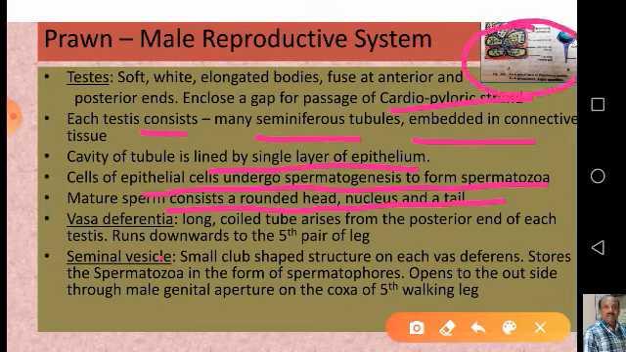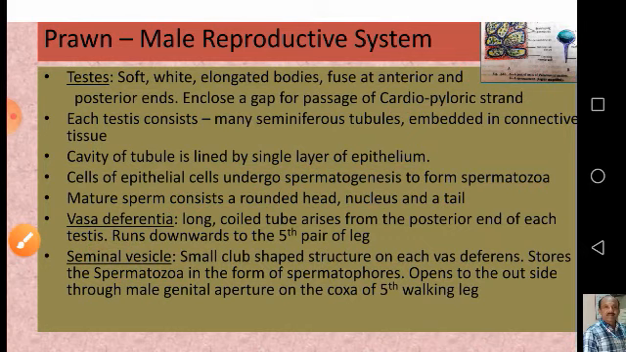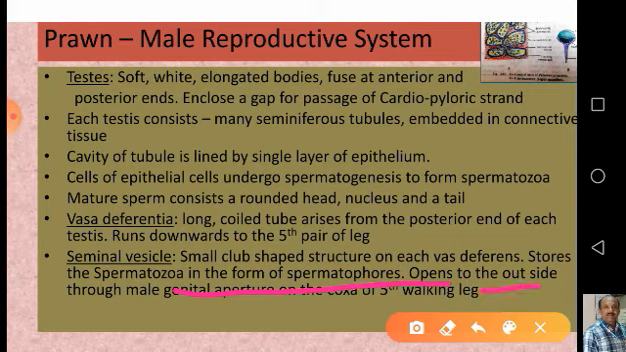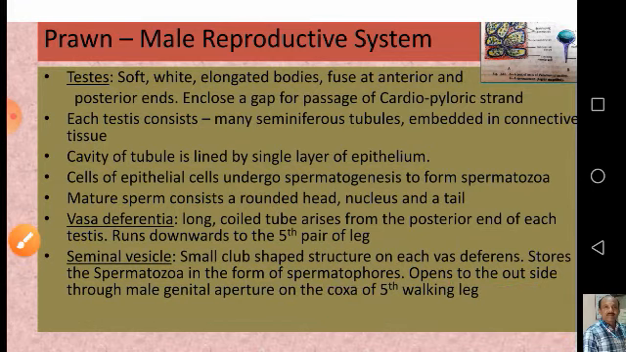Then vasa deferentia. I told you the plural form of vas deferens is vasa deferentia. It is a long coiled tube that arises from the posterior end of each testis. It runs downwards to the fifth pair of legs to open outside. Then the seminal vesicle, a small club shaped structure on each vas deferens, stores the spermatozoa in the form of spermatophores. It opens to the outside through the male genital aperture on the coxa of the fifth walking leg. Now this is the matter that belongs to the prawn male reproductive system.